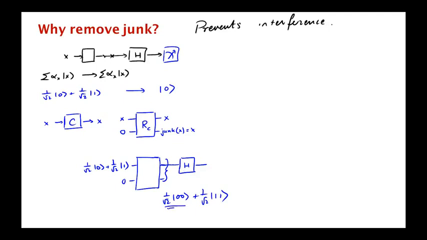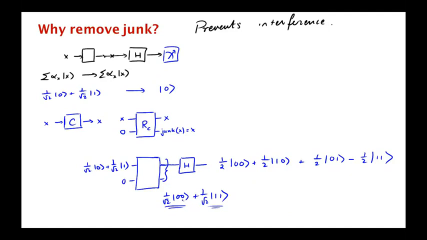Well, this part goes to 1 over 2 0 0 plus 1 over 2 1 0, and this gets transformed to 1 over 2 0 1 plus 1 over 2 1 1. So we get all 4 strings. And now what happens is when we measure the first qubit, we see 0 and 1 with equal probability, which is different from what we had here. So let's see what happened here.